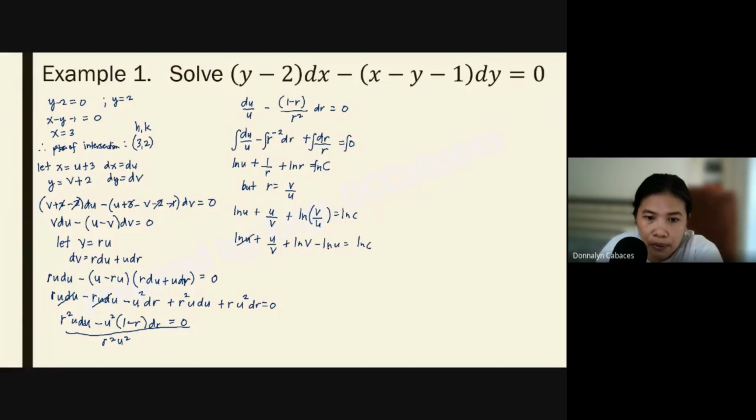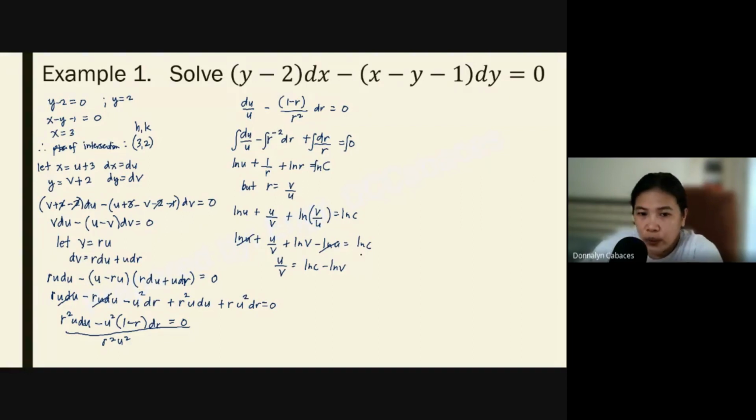So ln of u minus ln of u cancels. And you now have u over v plus ln of v is equal to ln of c. Okay? Or you can have u over v is equal to ln of c minus ln of v.